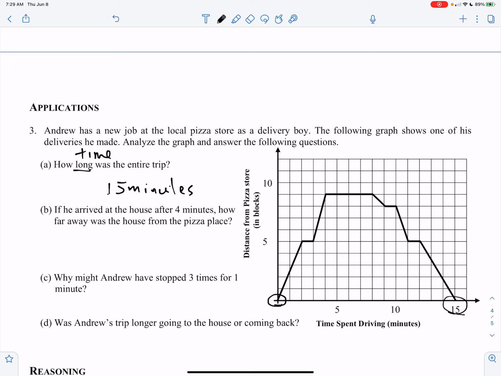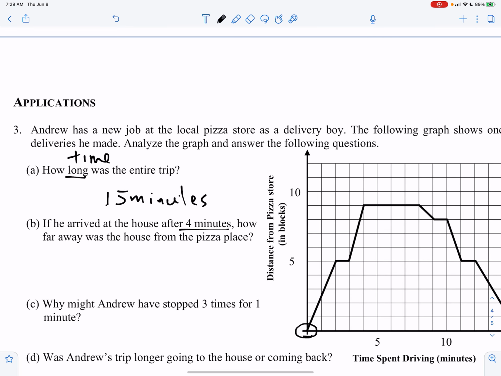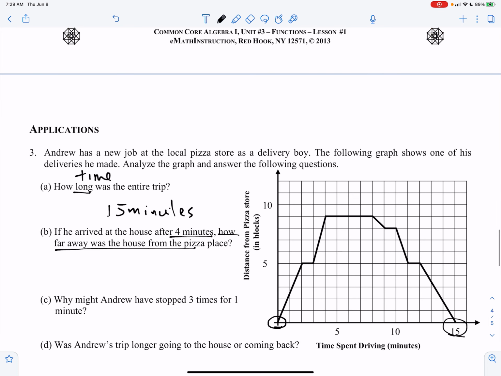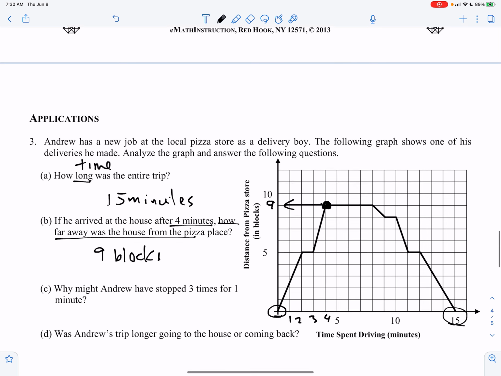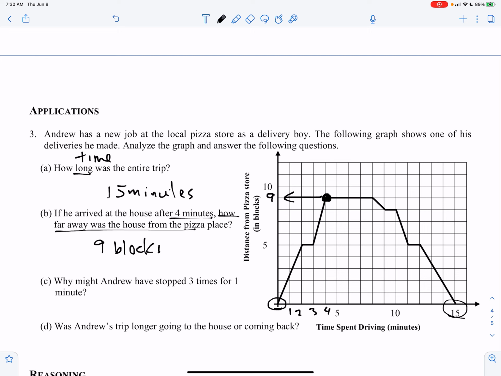If he arrived at the house after 4 minutes, how far away was the house from the pizza place? So let's take a look at 4 minutes. Here's 1, 2, 3, there's 4 minutes. Go up to the graph, that's right here. So how many blocks away from the pizza shop is that? Well, that input of 4 minutes has one output, 9 blocks. So we're analyzing the graph for the information using input-output because this represents a function.